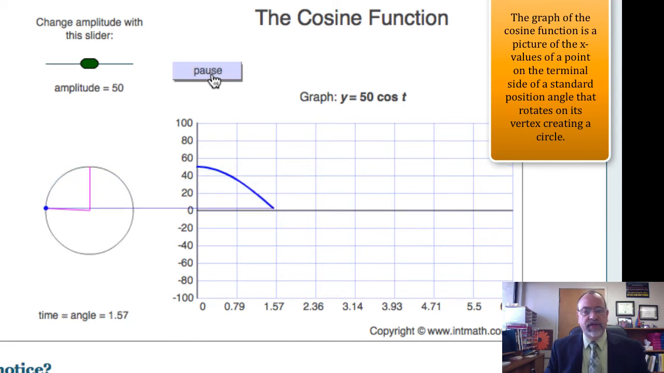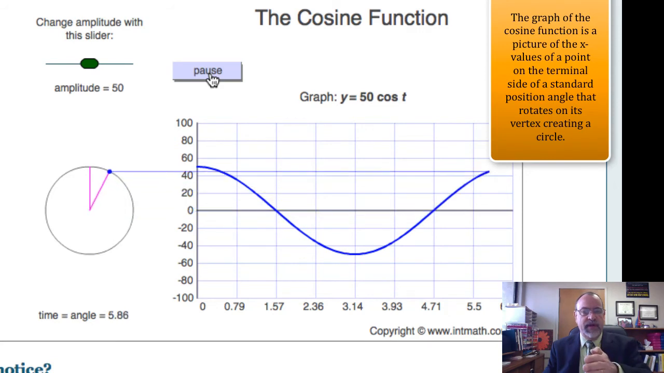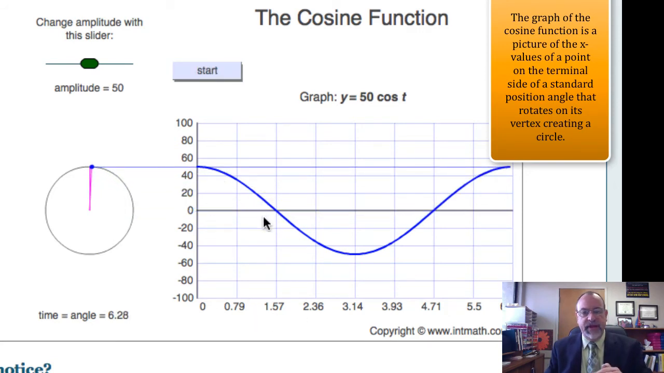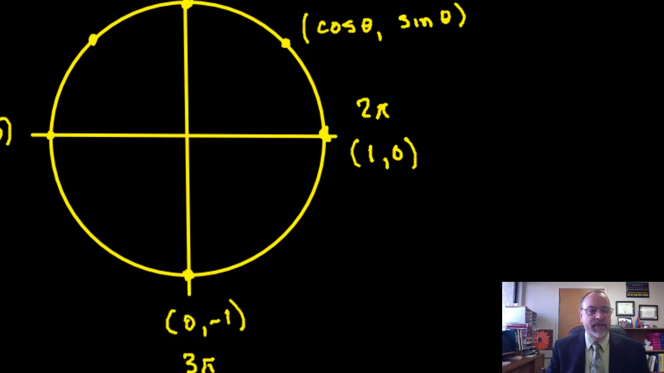So the cosine function is related to the x values, therefore what we have here is a picture of all of the different x values of that coordinate, of that point, as it moves around the circle as the angle measures change. So let me go back to our graph and kind of give you an overview of what's happening then.